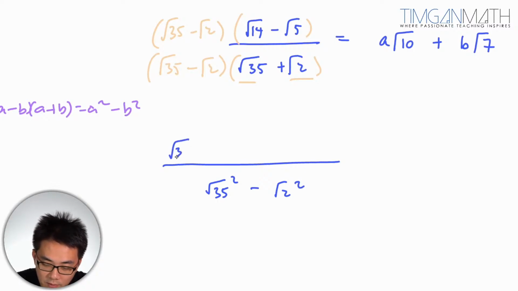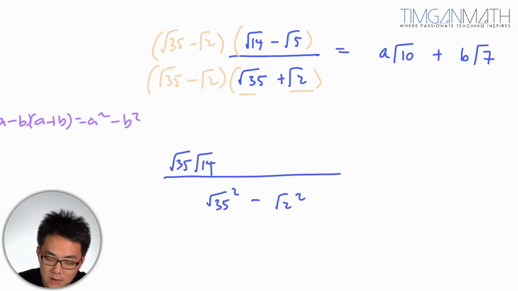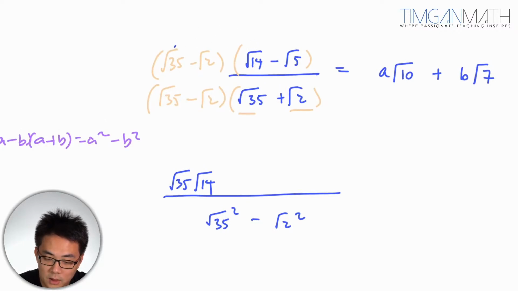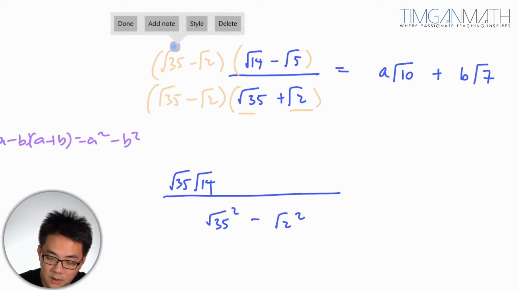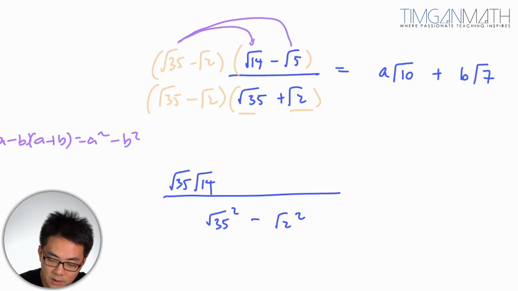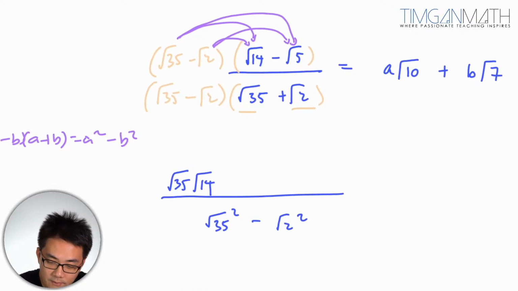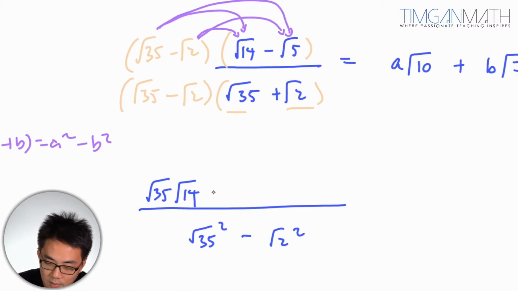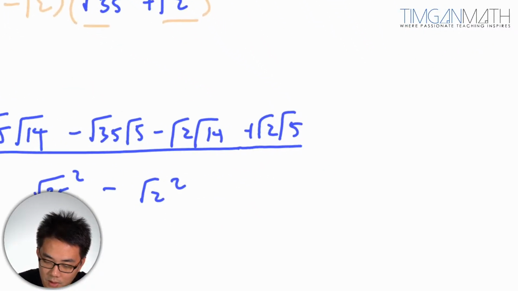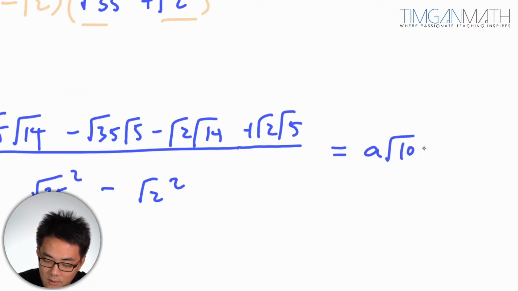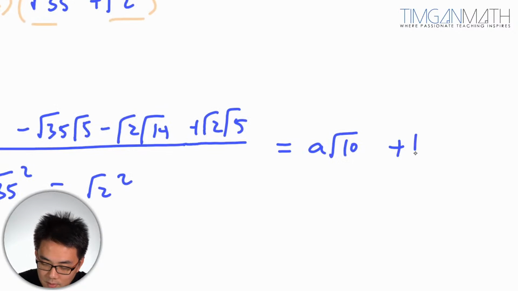After which you have root 35 times root 14, just by expanding it using the expansion here. This multiply this, and this multiply this, and after which this multiply this, and this multiply this. So 35, and then minus 35 root 5 minus 2 root 14 plus root 2 root 5. Okay, there you go. So this is all right. So root 10 plus b root 7.